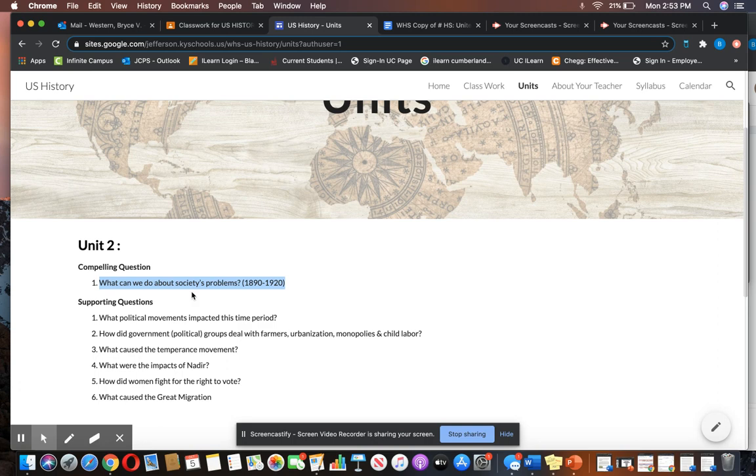To help us think about all of this and how we can help these society problems, we have these 6 supporting questions. Specifically this week, we're going to go over the first 2 supporting questions: what political movements impacted this time period, and how did government and political groups deal with farmers, urbanization, monopolies, and child labor. First off, we're going to talk about supporting question number 1.